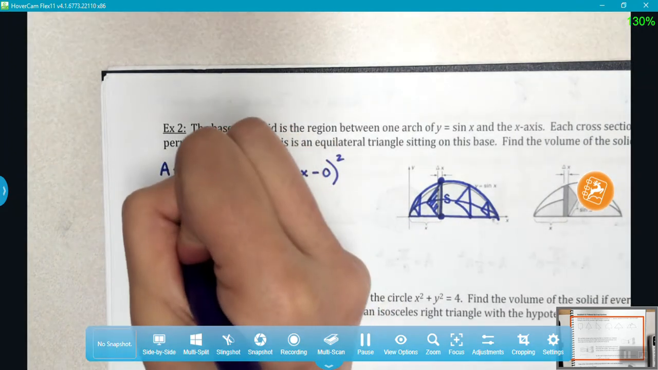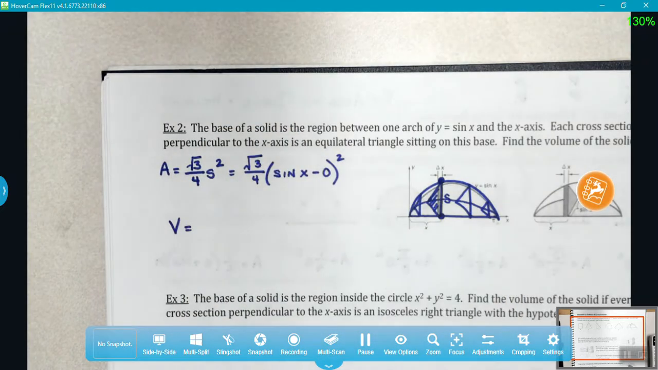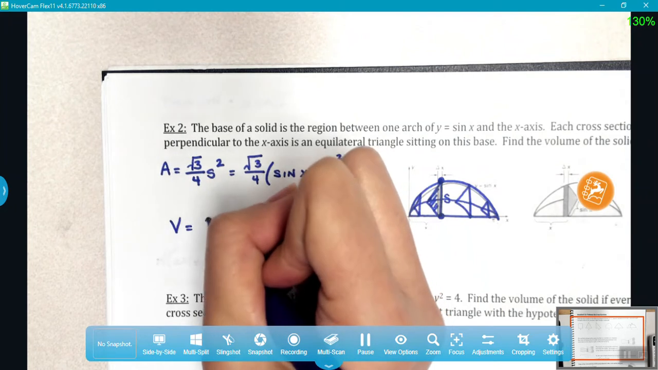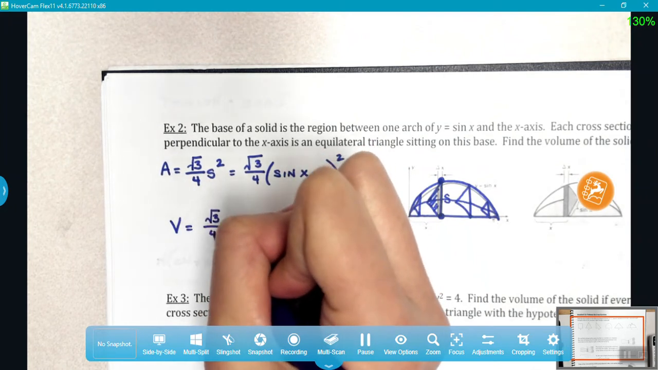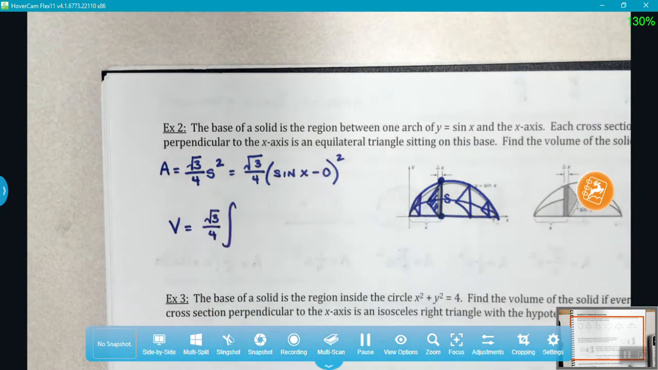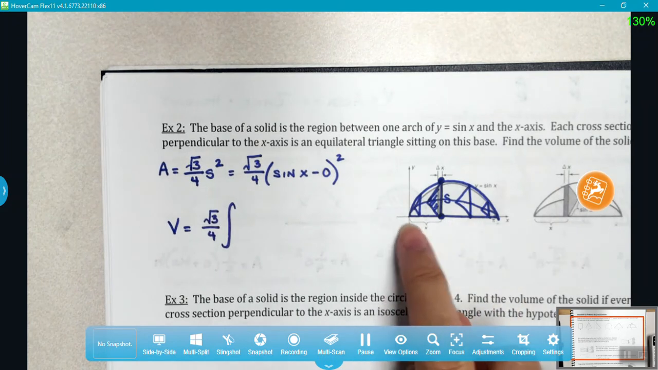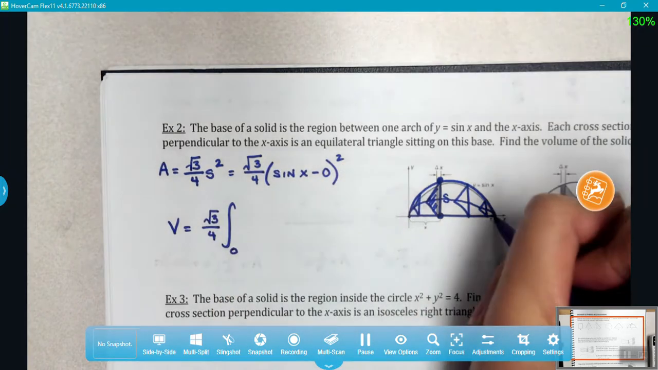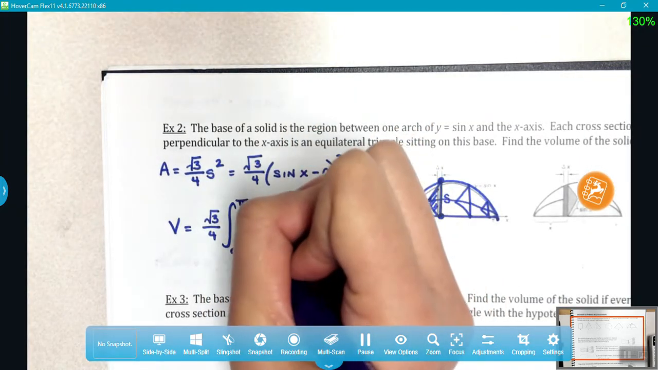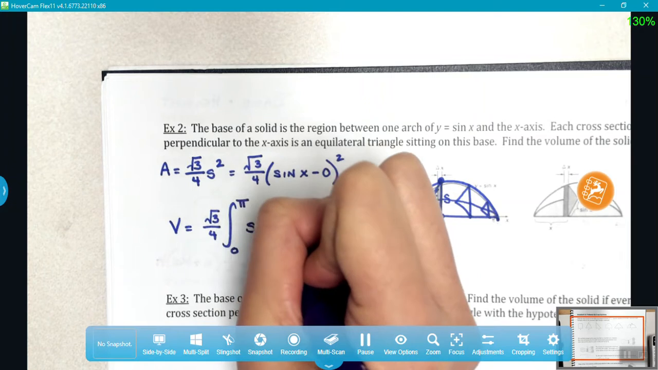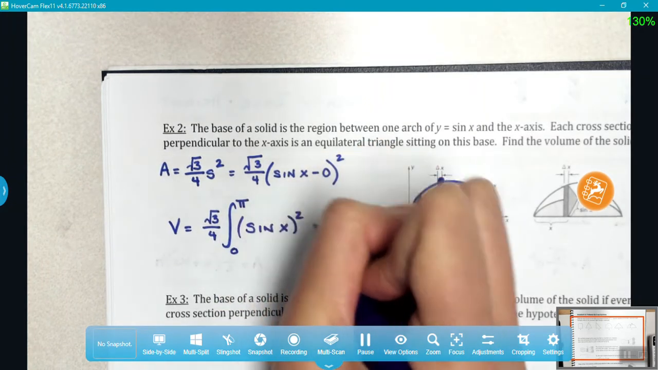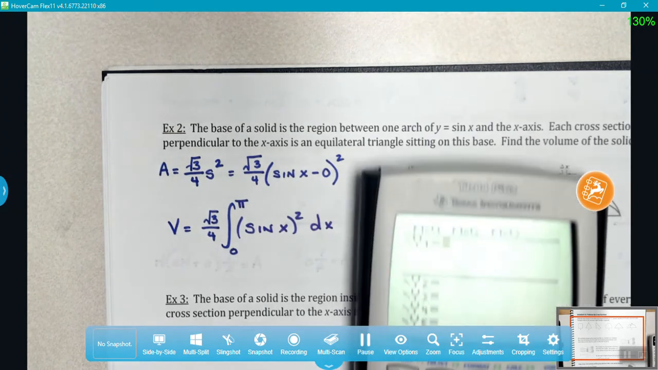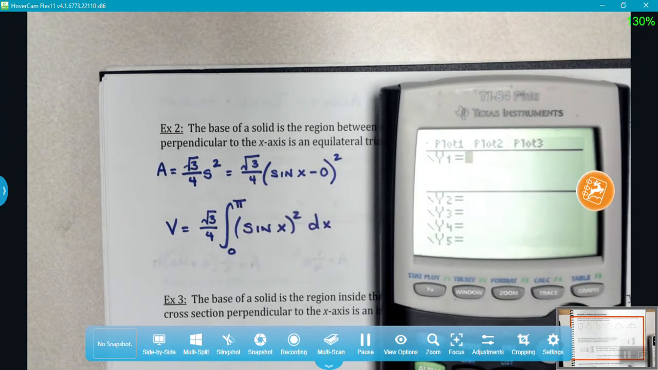So our volume, it's a good first step. We just integrate it. And when you integrate, leave your coefficient out, because it's easier to do that later. We're going from 0 to pi. Those are our x values. And this is just sine x squared. So we can just do y1 is sine x.